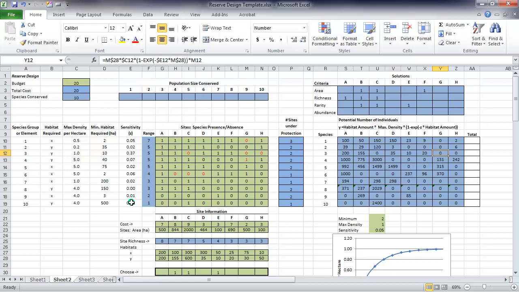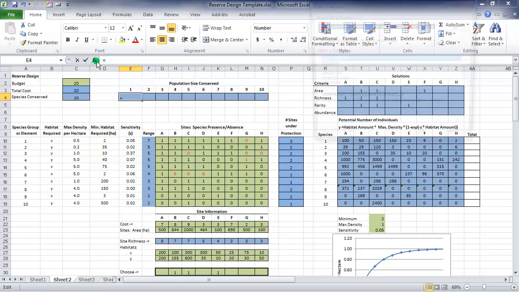So how do we summarize these results? Well, here we need to summarize the size of the population that's conserved given our choice matrix. So here we have our choice matrix in row 30, and we want to count the number of individuals that we think will be conserved given this choice. How would you do that?